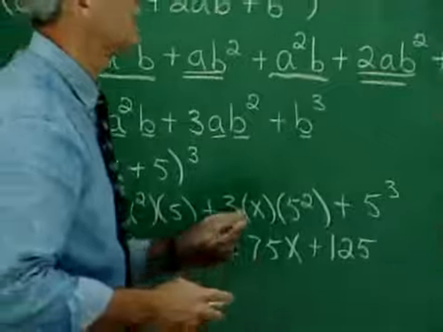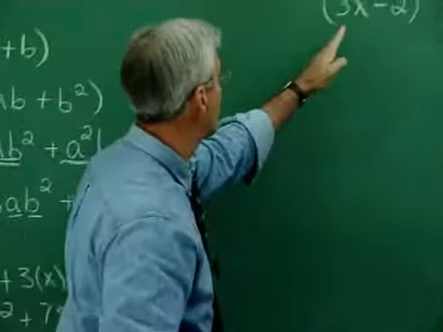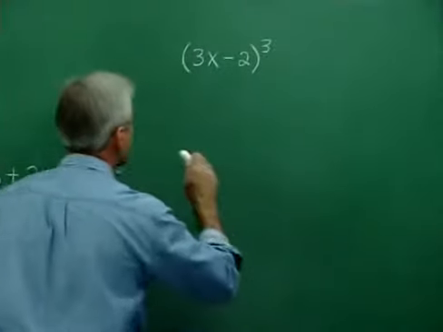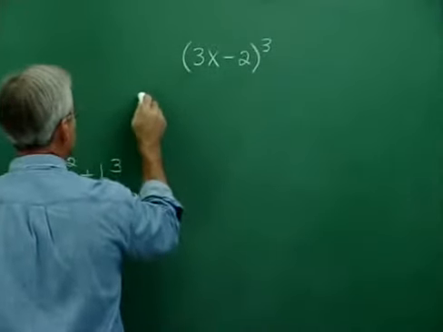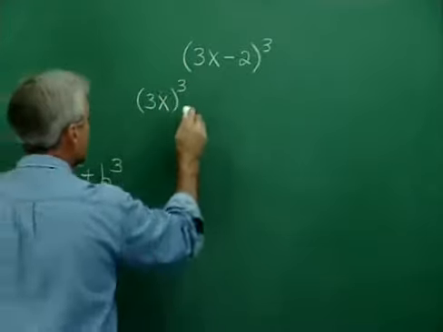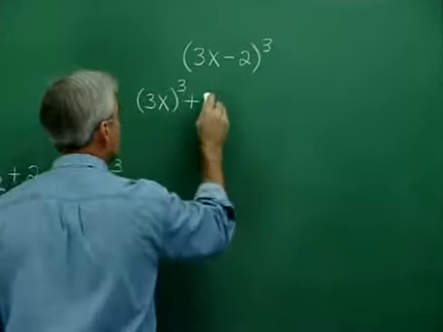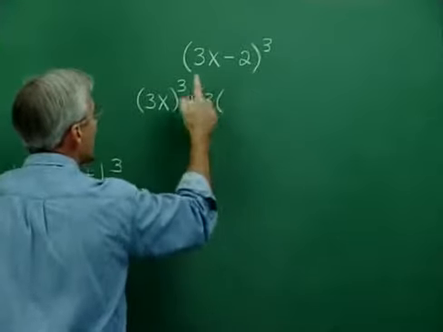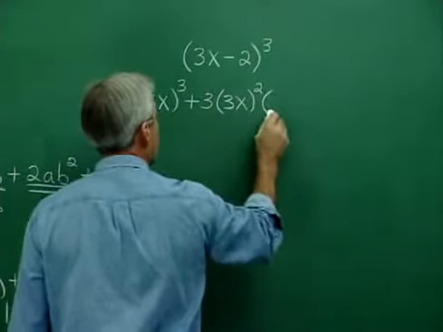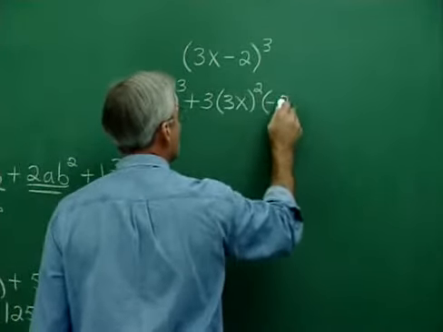Let's go through it again. Let's complicate things a little bit more. We have 3x minus 2 all cubed. So with this idea, the first term is going to be the first term here cubed. The second term has a natural coefficient 3. And then we have the first term squared and the second term to the first degree.